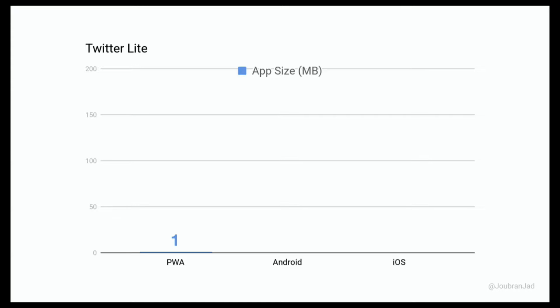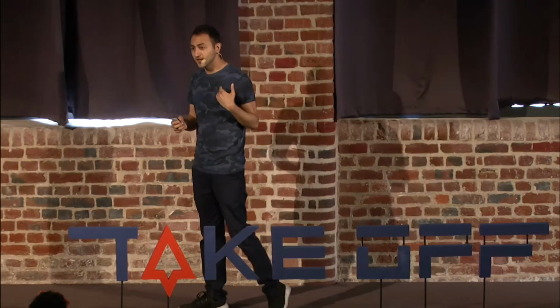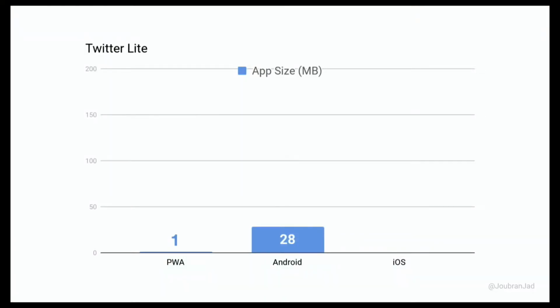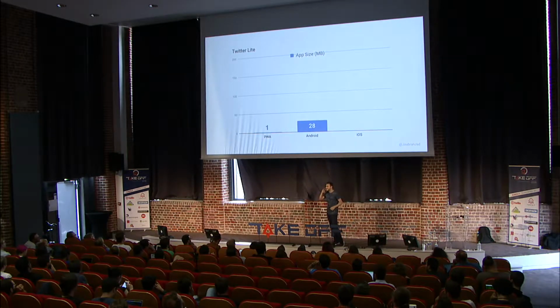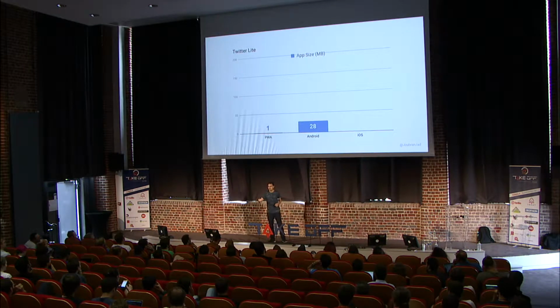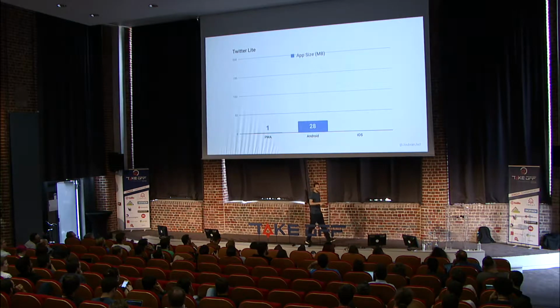In fact, Twitter Lite, has anybody used Twitter Lite? It's Twitter's progressive web app. It's only 1 megabyte on Android or iOS. It's only 1 megabyte. And then it loads more resources as it needs them. Compare that to 28 megabytes on Android for the native app. Who wants to guess the iOS app? Yeah? How much? Who wants to guess? No, that's too low. Super low. 184 megabytes for iOS.